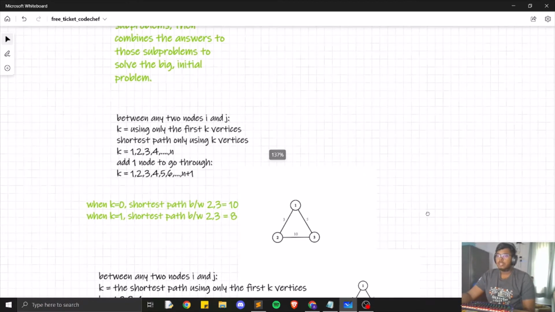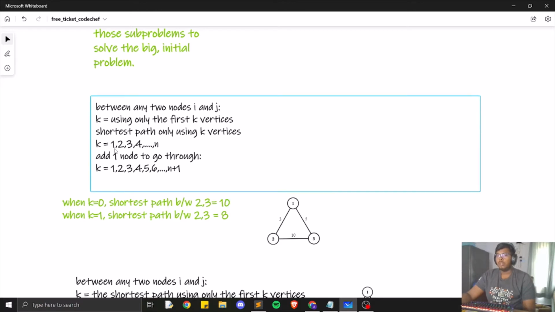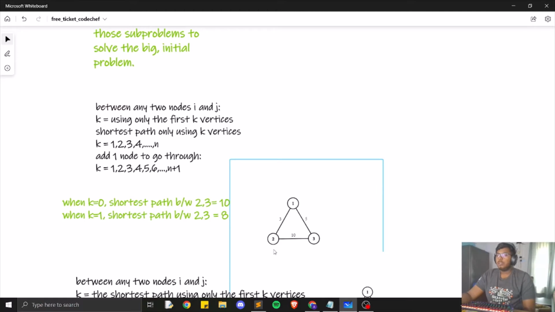Now in this graph, what happens when k is equal to 0? It means that we have to find the shortest path using no extra vertices. So the shortest path between 2 and 3 would be 10. Now let us add one more node, that is k equal to 1. Then we can also use node 1, so the shortest path would be from 2 to 1 and then from 1 to 3. That is 3 plus 5 equals 8.